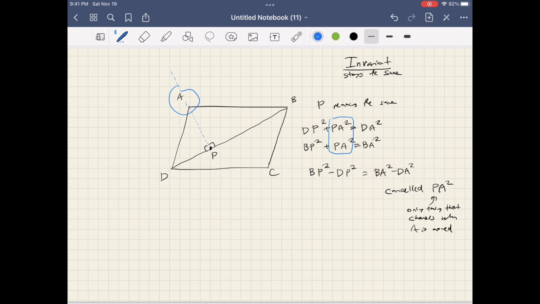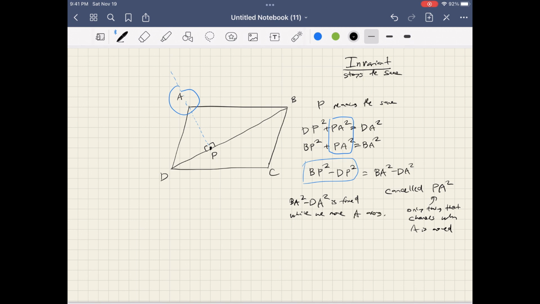Meanwhile, BP and DP are both fixed because as we move A along, P, D, and B are all fixed. So BA squared minus DA squared is also fixed. So BA squared minus DA squared is fixed while we move A along.